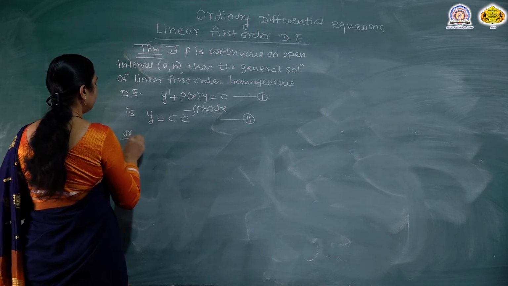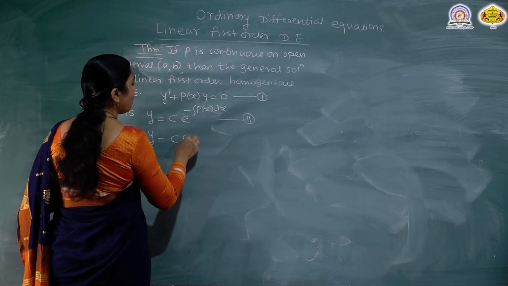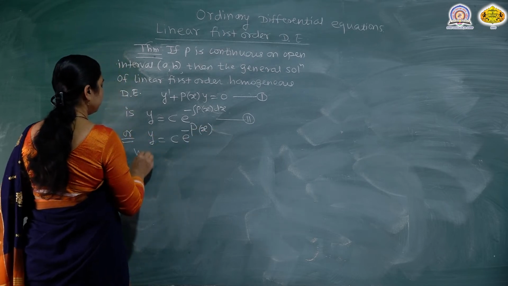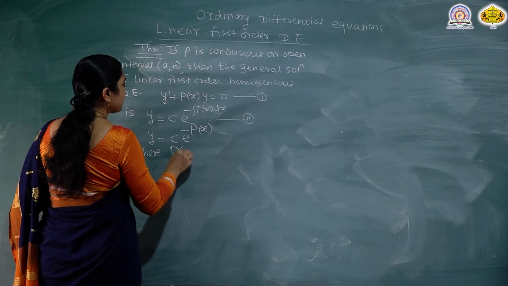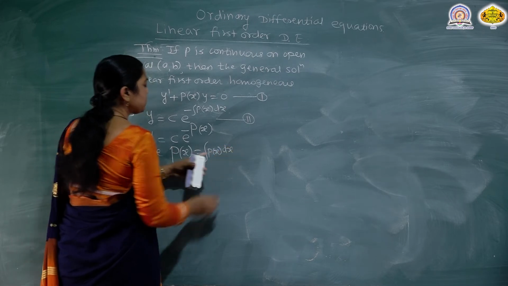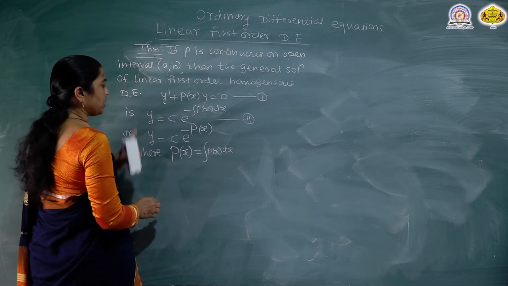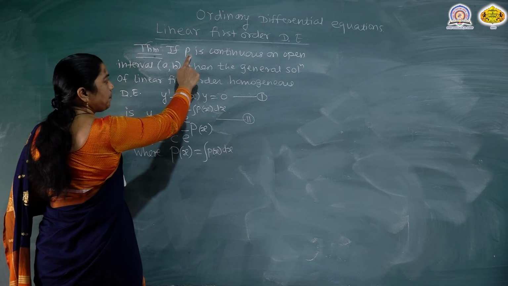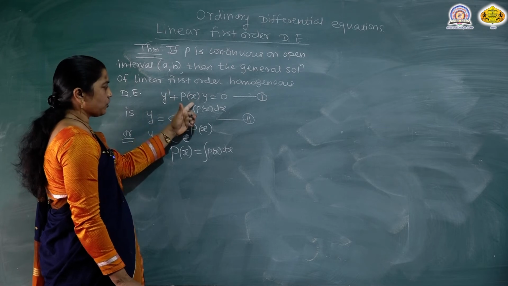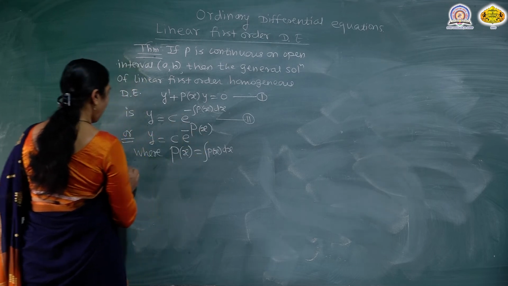or we will say that the solution is y is equal to c e raised to minus capital Px, where this capital Px is nothing but integration of small px dx, which is anti-derivative of this small px dx. So, we want to prove this theorem that if P is continuous on open interval AB, then the general solution of this differential equation is y is equal to c e raised to minus integral px dx. See why.